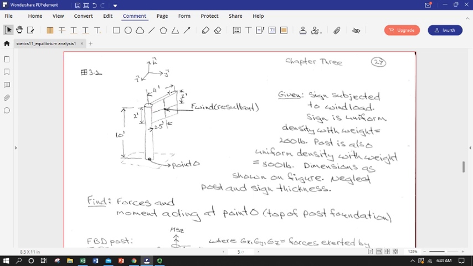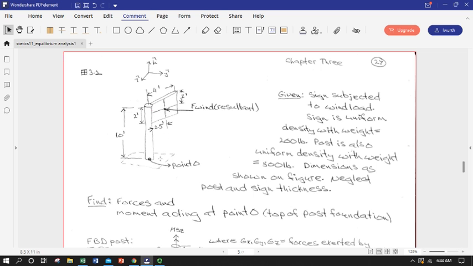The sign itself, the little flag part of it here, weighs 200 pounds. The sign is uniform density with a weight of 200 pounds. So that means we can assign a gravitational weight, a downward force at the center of mass of the sign. So that'll have to be at 2 feet over from one side and 1 foot down in the center and in the negative k hat direction.